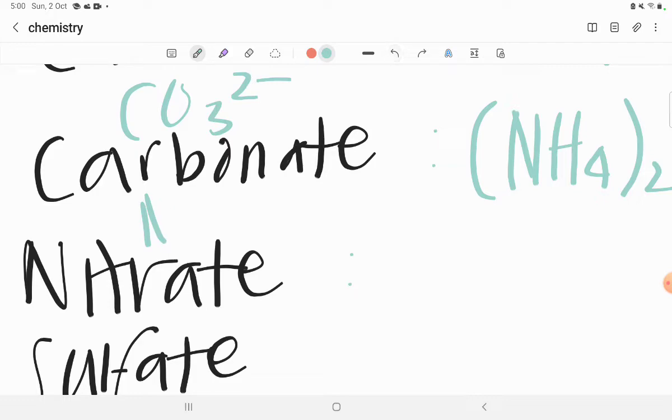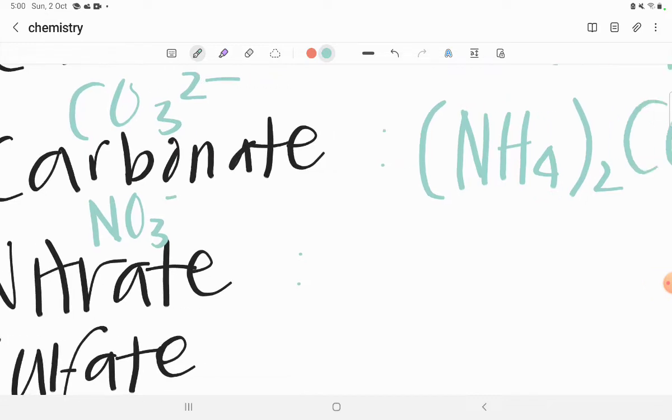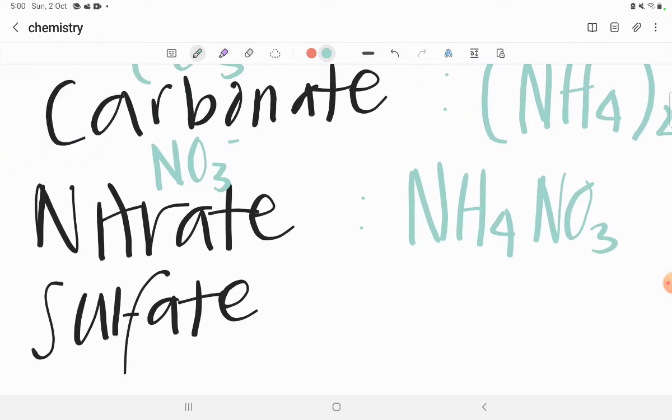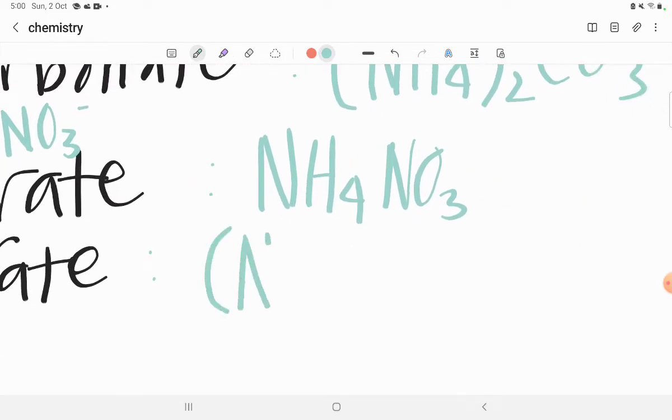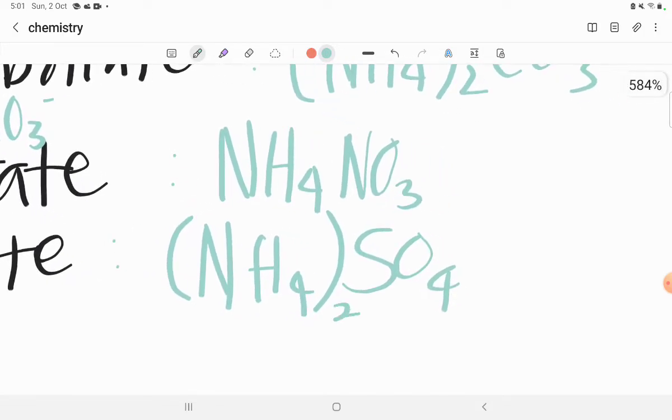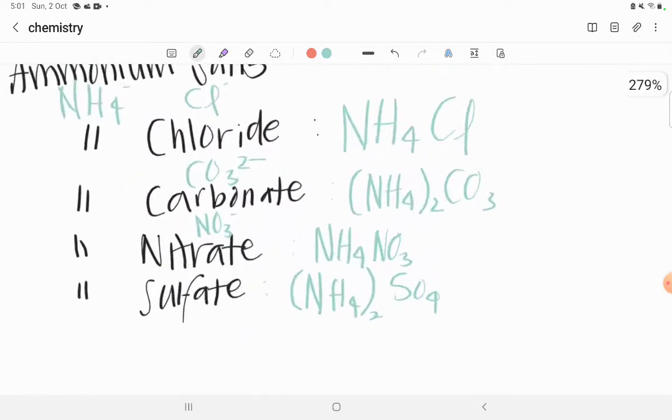Okay, nitrate is NO3 minus, so don't get confused with nitrate and ammonia. It's just NH4NO3. And sulfate, it's NH4SO4, right? Oh, (NH4)2SO4. Yeah. Yep, so that's the chemical formula.